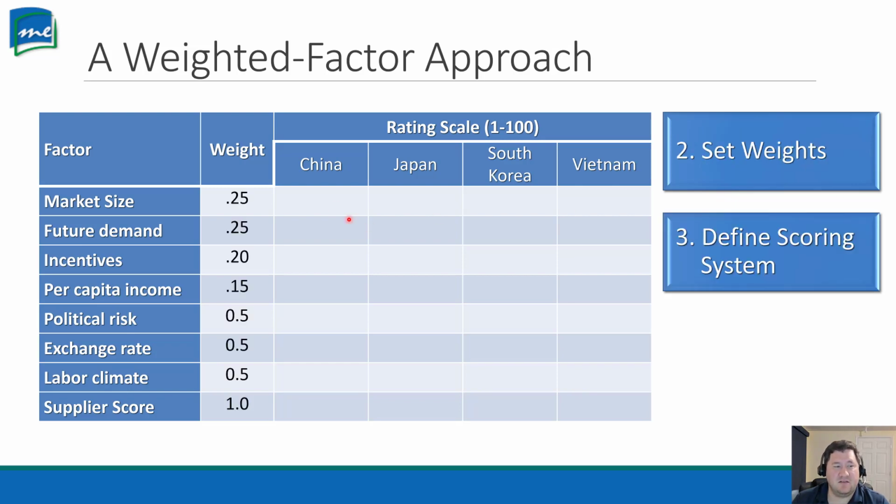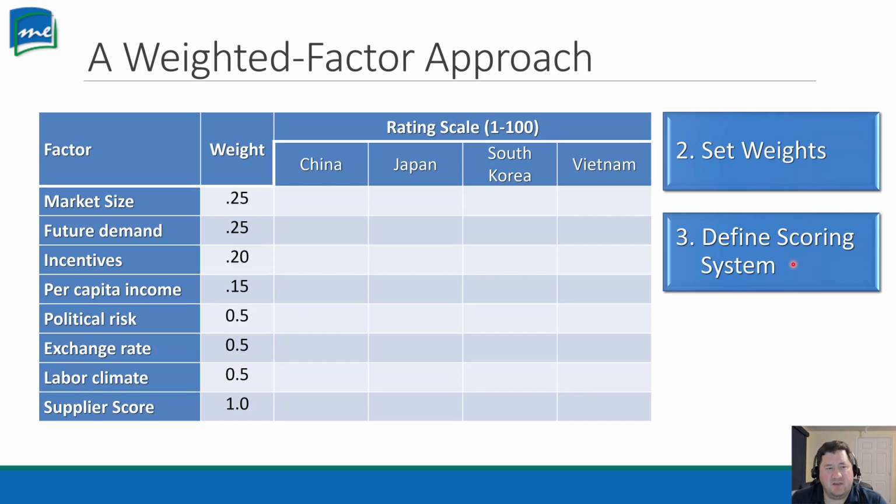Now we need to set the weights. As you can see, the weights have been filled in. All of these add up to 1, which would represent 100%. If you didn't convert it into a percent, your decimals would be 0.25, which would equal 25%, 0.20, 0.15, 0.05, 0.05, all that. And we're going to define our scoring system.